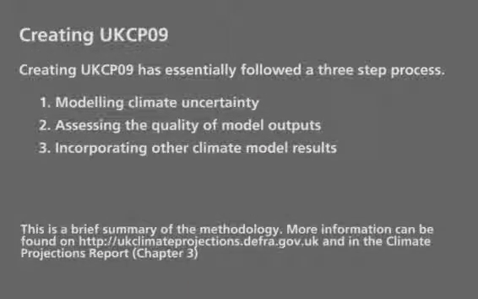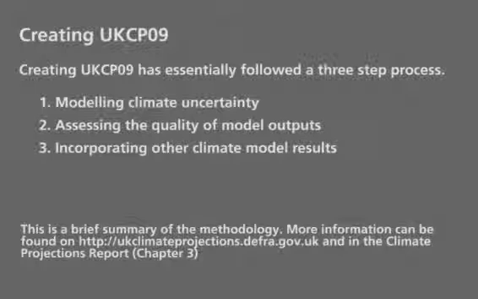Creating UK CP09 has essentially followed a three-step process. Step 1, modelling the climate uncertainty. Step 2, assessing the quality of model outputs. And Step 3, incorporating other climate model results. And we're going to explore each of these steps throughout this presentation.